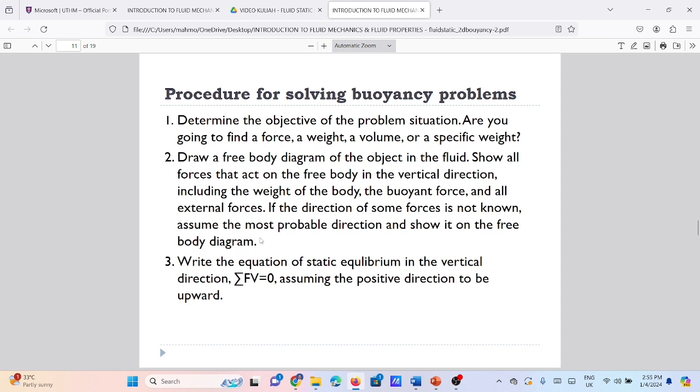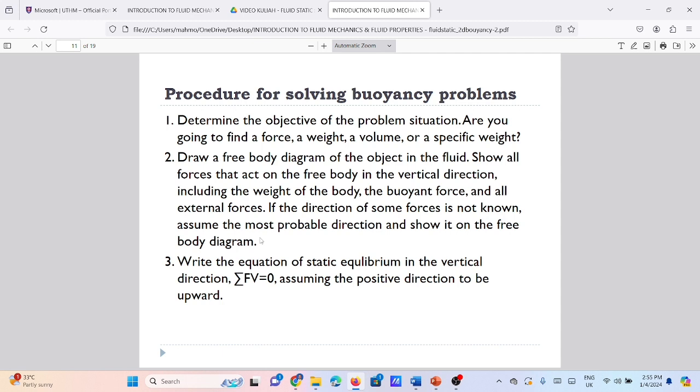Firstly, determine the object of the problem situation. Are you going to find a force, a weight, a volume, or a specific weight? Number two is draw a free body diagram for the object in the fluid. Show all the forces that act on the free body in the vertical direction, including the weight of the body, the buoyancy force, and all the external forces.